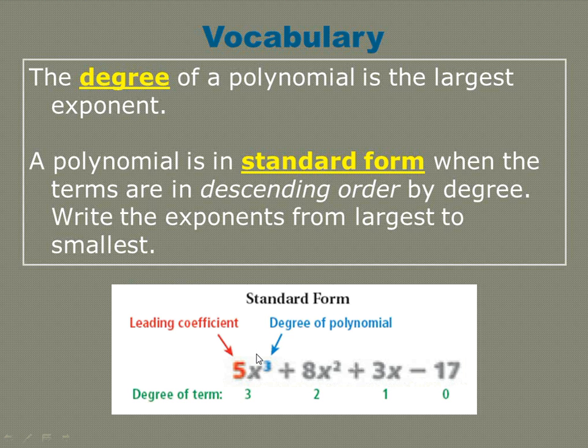So down here is an example of a polynomial. As we look at each one of these terms, when you find the largest exponent, so here 3 is the largest exponent, that means the degree of this polynomial is 3.